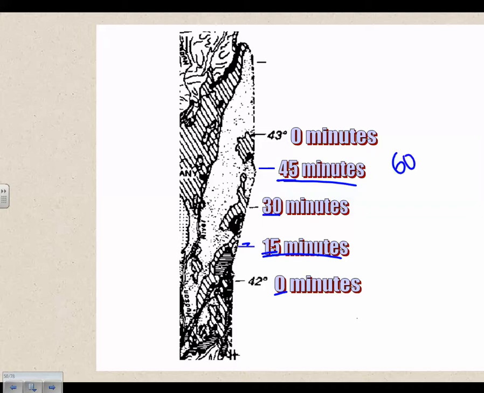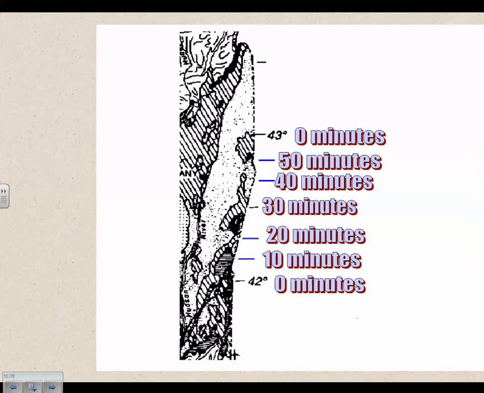Remember, 60 minutes would be equal to 1 degree. So we don't write 60 minutes up here. We write the next degree, 43 degrees and 0 minutes, or 00 minutes is the way we usually do it. Once again, the whole point is to be able to locate the address of places more precisely than just with degrees.